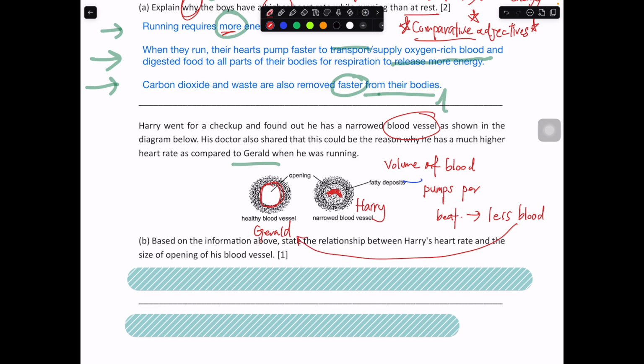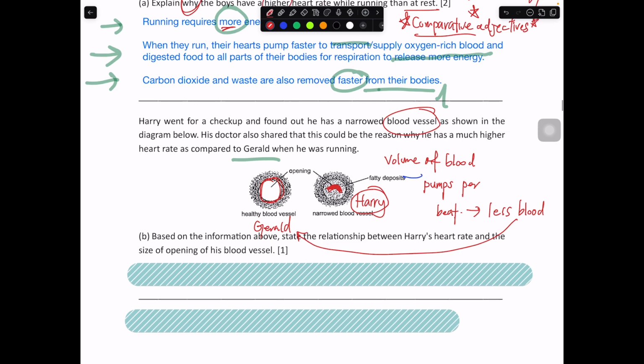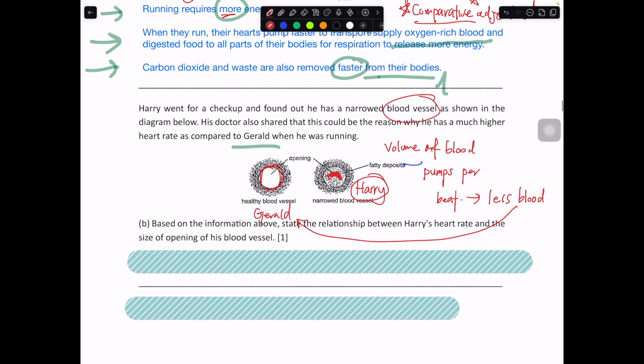So that's why over here, Harry has to work double, his heart has to work double hard in order for him to supply enough energy to do the same activity as compared to Jared. But this question is not asking you to state the volume of blood in this case. You just have to state the relationship between Harry's heart rate and the size of the opening of his blood vessels.